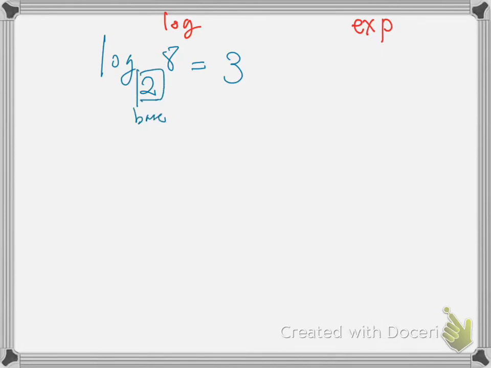First, let's say log 2 of 8 is 3. How can we change this to exponential form? This part is the log form, this part is the exponential form. The base is 2, so start from the base. We get 2 to the third power is 8.